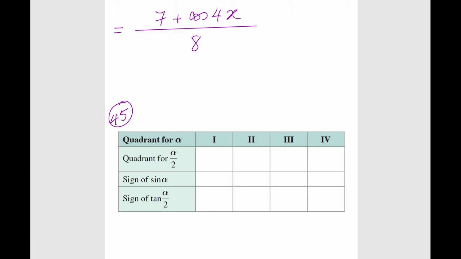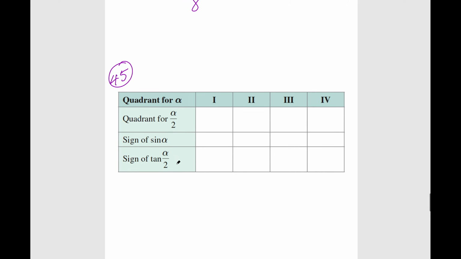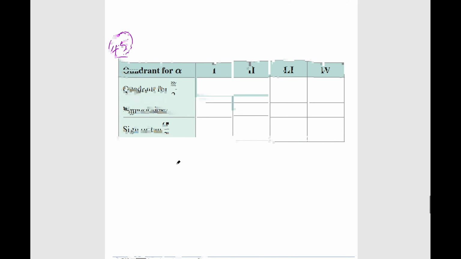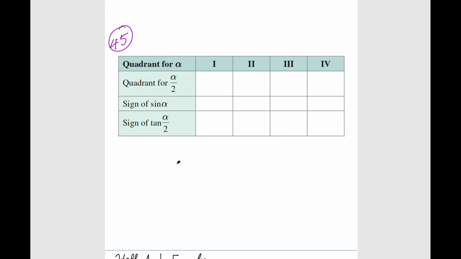All right, so if alpha is in quadrant 1, what does it mean for alpha to be in quadrant 1? Well, it means that alpha is between, let me write it here. So this means alpha is between, I'm talking about this case, when alpha is in quadrant 1, right? So this means that alpha is between 0 and pi over 2. This is what it means in quadrant 1, correct?